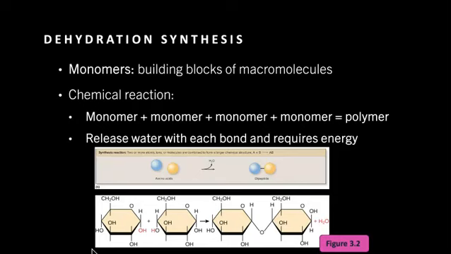They'll be different depending on which macromolecule it is. But essentially, we are going to go through this reaction and take one monomer, add it to another one, another one, another one, and then it will be called a polymer. And we're releasing water with each bond, and this is going to require energy in order to drive this forward.